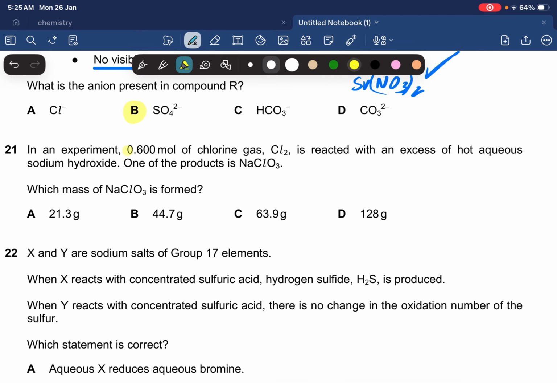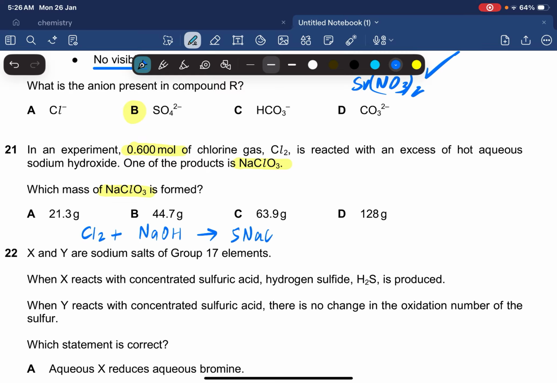Next, in an experiment, 0.600 mole of chlorine gas is reacted with an excess of hot aqueous sodium hydroxide. One of the products is NaClO3. What mass of NaClO3 is formed? Got to write the equation, got to figure it out. So I have my chlorine gas, I have my NaOH, which is going to form 5 NaCl, and 1 NaClO3, I've learned this equation, plus water. Am I balanced? That's the question. Sodium: 2 on one side, 6 on the other, so I add a 6 here. Now am I balanced?